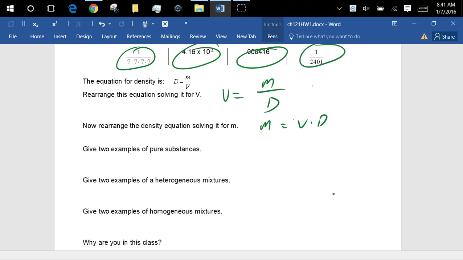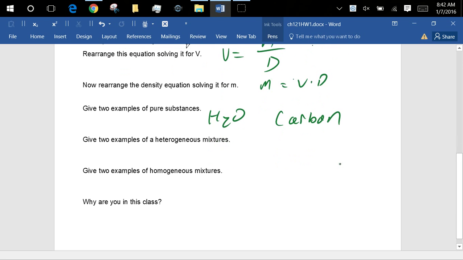Somebody want to give me an example of something that's pure? Water. Okay, H2O is a compound. It's a pure substance. Something else? Anything off that periodic table, right? Because all those things are elements, so we could just say carbon. How about an example of a heterogeneous mixture? Like a bowl of assorted nuts or something. Sure. Mixed nuts. Excellent. Something else?